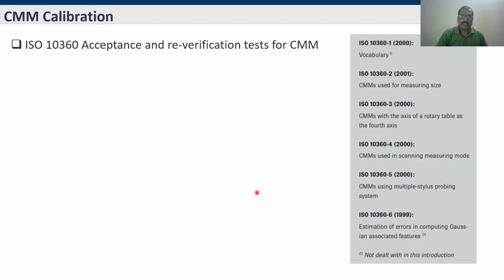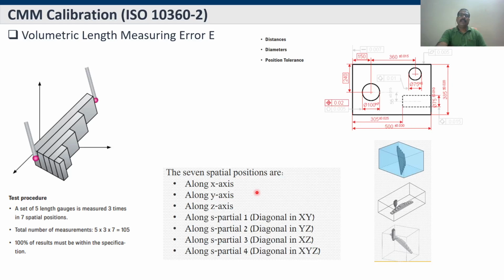Under the E and R test, you have different errors: volumetric length measuring error E, and volumetric probing measuring error. Volumetric length measuring error is useful to say what distance we are measuring, what diameter we are measuring, or what position tolerance we are measuring, and with what percentage of error. For that, we should do the volumetric length measuring error calculation.